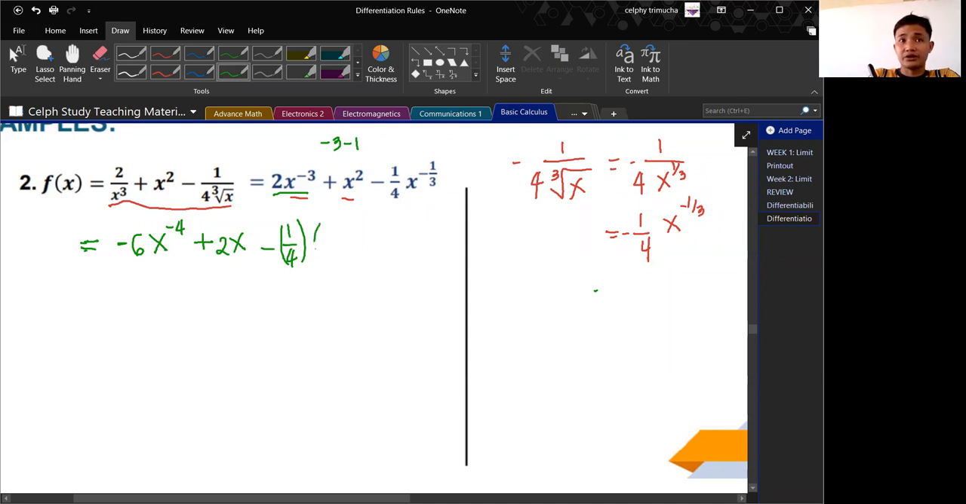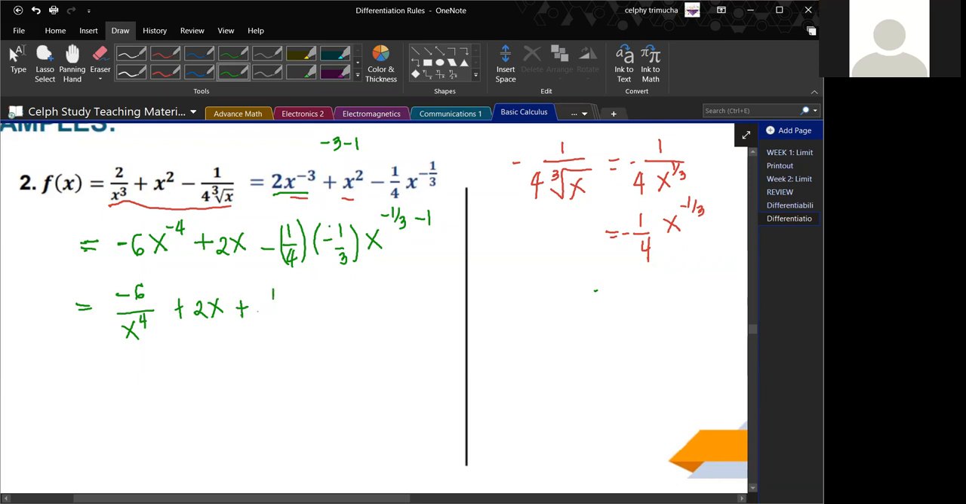So we bring down the negative 1/3. We will have negative 1/3, capital x, then subtract from our exponent: negative 1/3 minus 1. We make the exponent positive by moving it down. We will have negative 6 all over x to the fourth plus 2x. Then we have negative 1/4 times negative 1/3, which is positive 1 all over 12.